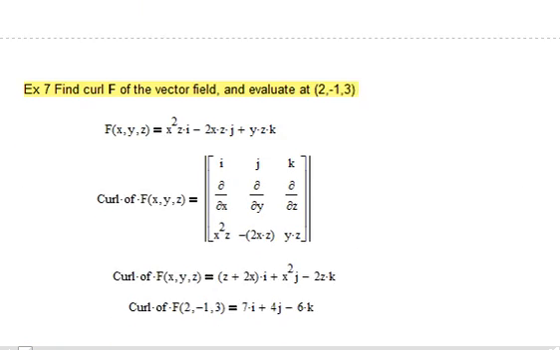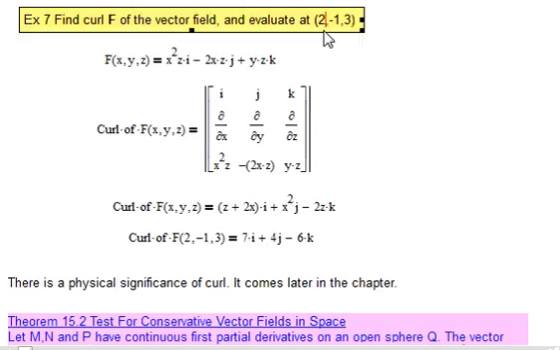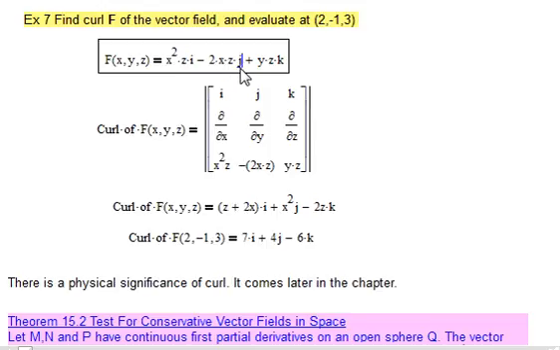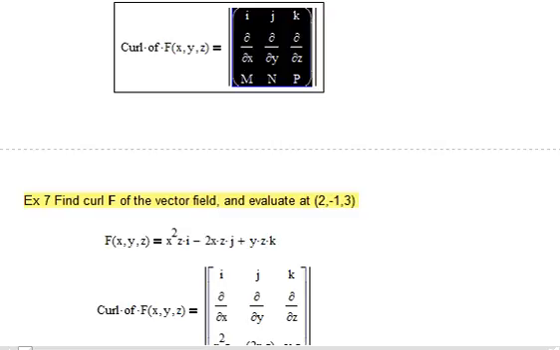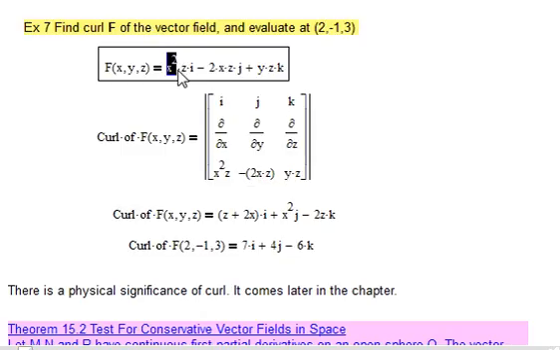So, find the curl of the vector field F and evaluate it at the point (2, -1, 3). Our vector field is x squared z times i minus 2xz times j plus yz times k. So the curl of F, again, uses our memory device. When I made this, I just copied and pasted it and changed the last line. This is the M, x squared z. This is the N, 2xz, with a minus sign because of this minus here. And this is the P, y times z.